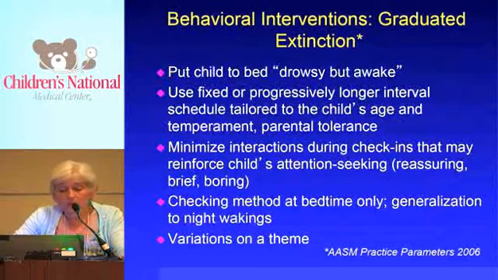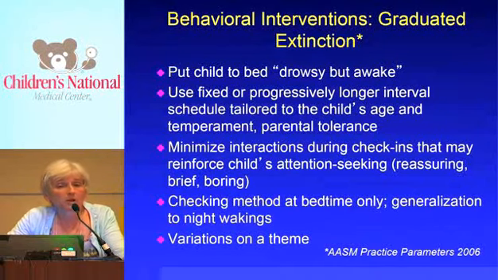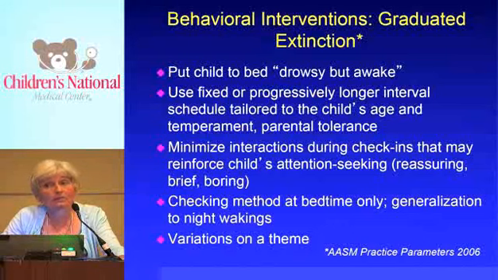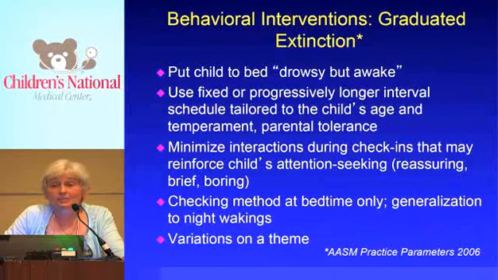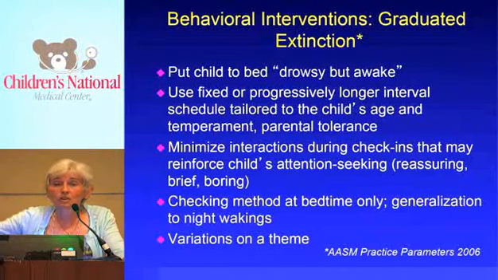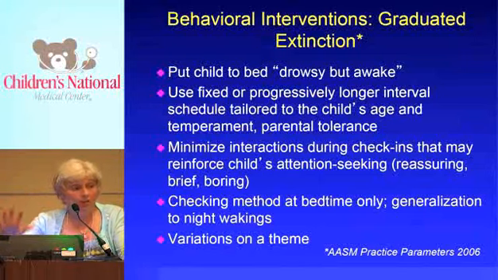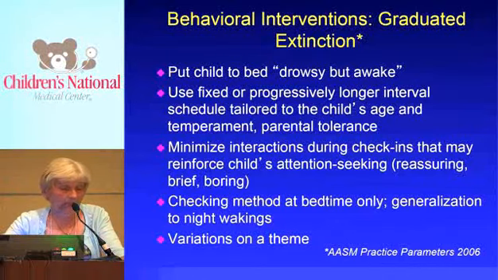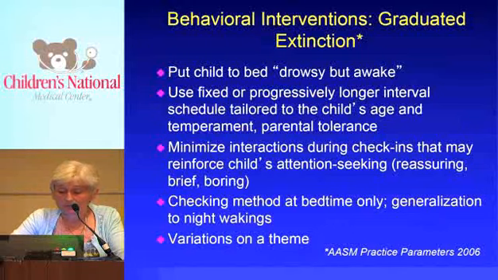So graduated extinction typically involves putting the child to sleep drowsy but awake, and this is probably one of the most important pieces of anticipatory guidance that you can give at the 4-month visit, is to tell parents to start putting their baby down drowsy but awake, so that they learn to fall asleep independently. If that is indeed a culturally appropriate goal for that family, and then you avoid all of these problems.